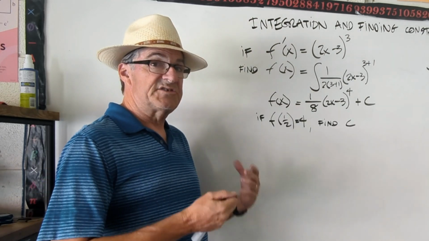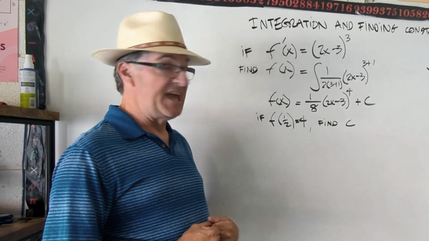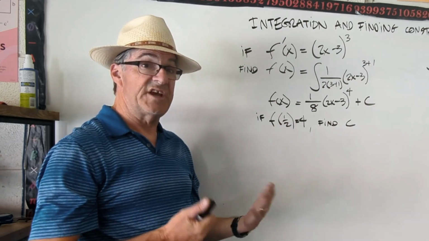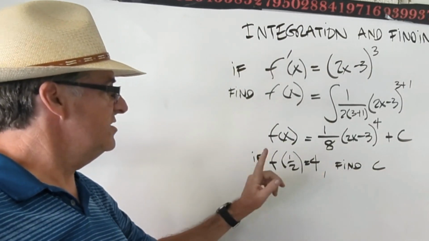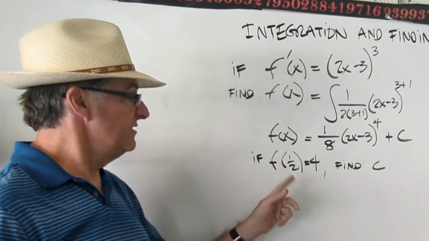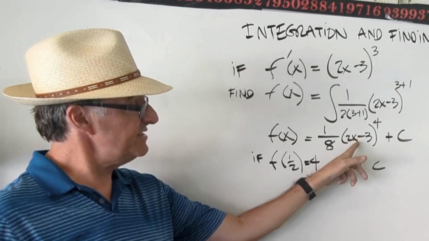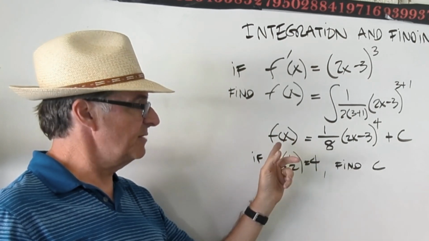So here's one type of initial information that you're going to need to get. It's called a boundary condition. We have this thing called a boundary condition. We're being given that when you put 1/2 into the function for x, crunch your numbers, you're going to get 4 out. f of x is going to be 4.